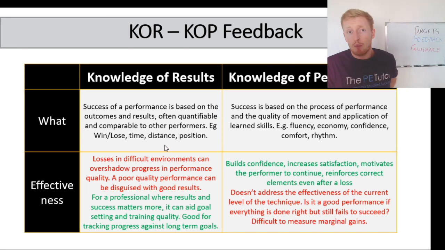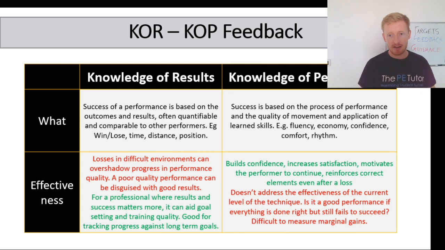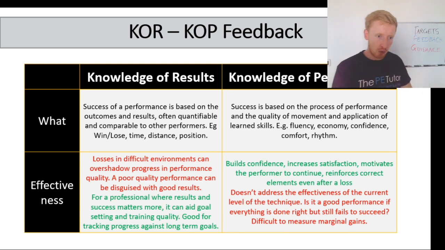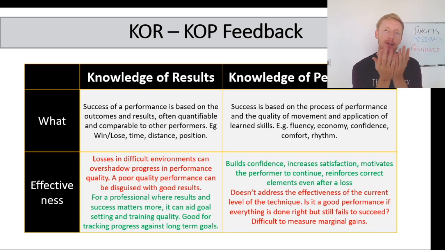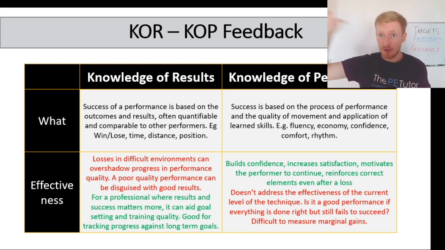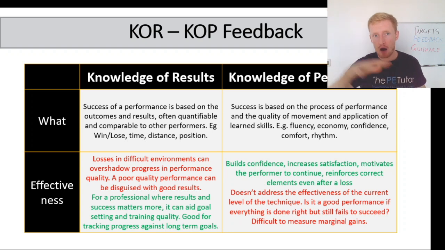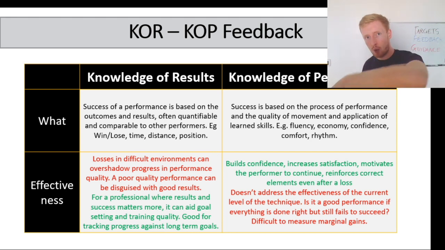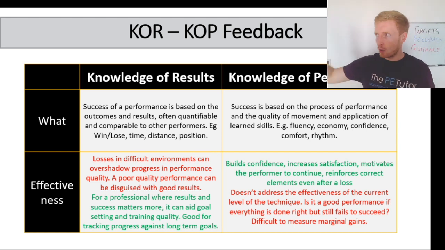So which one works, which one doesn't work? Well, we've got the effectiveness column down there. So for knowledge of results, it doesn't work if the performance was shoddy. If it was a bad performance and the person ends up winning, well, that knowledge of the win, of the successful result, masks the bad performance. So the person might actually be deteriorating in quality, but because they're matched up against easier circumstances, they think that they're getting better.